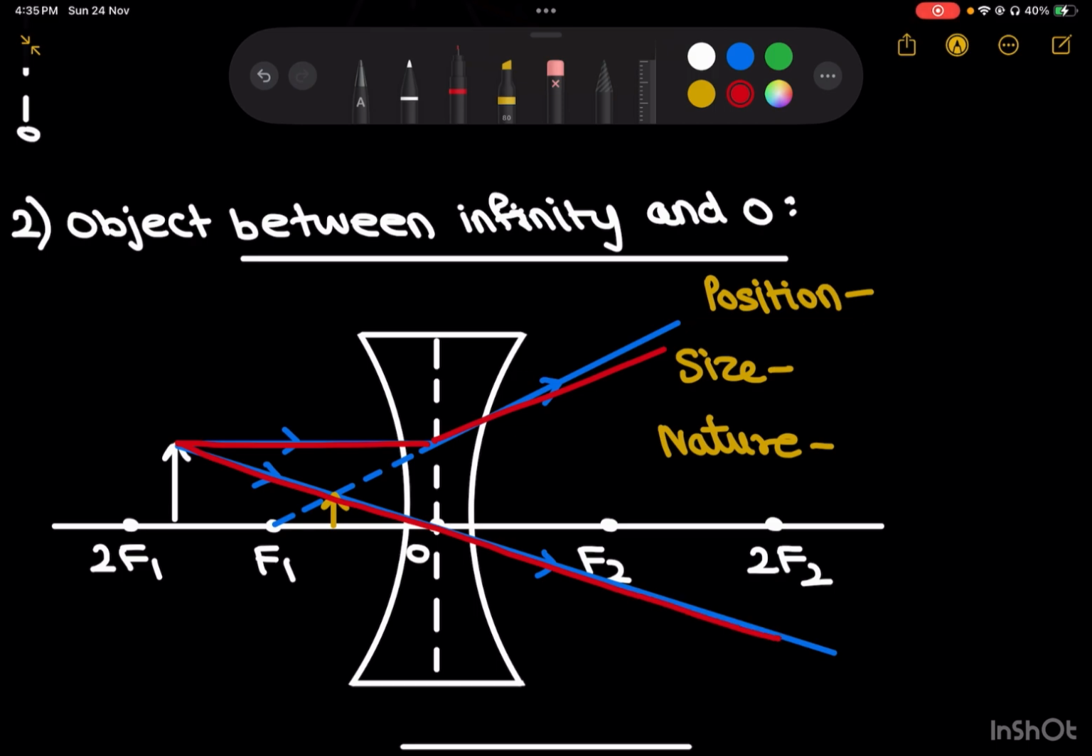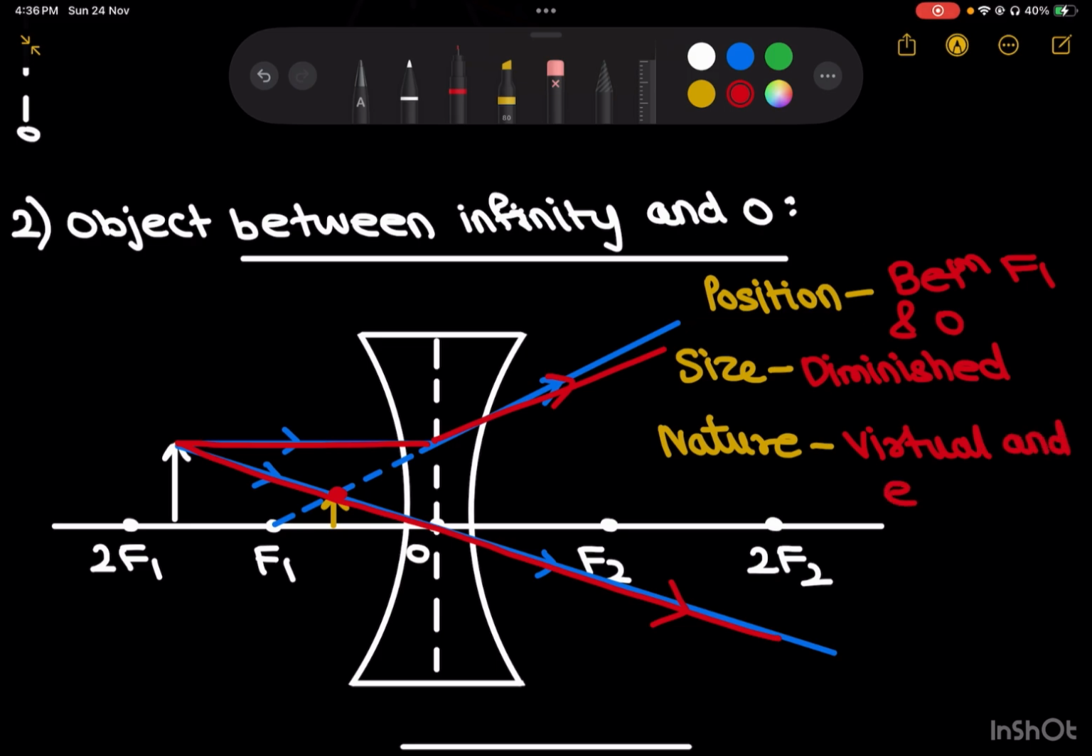These two refracted rays will never meet in real life because they are diverging, right? But when they are traced back, they do meet at a point which is between the focus f1 and O, optical center. So the position of the image is between f1 and O. The size of the image is diminished, it is smaller, right? And the nature, again, virtual and erect. Okay, understood? So these are the two cases for concave lens.